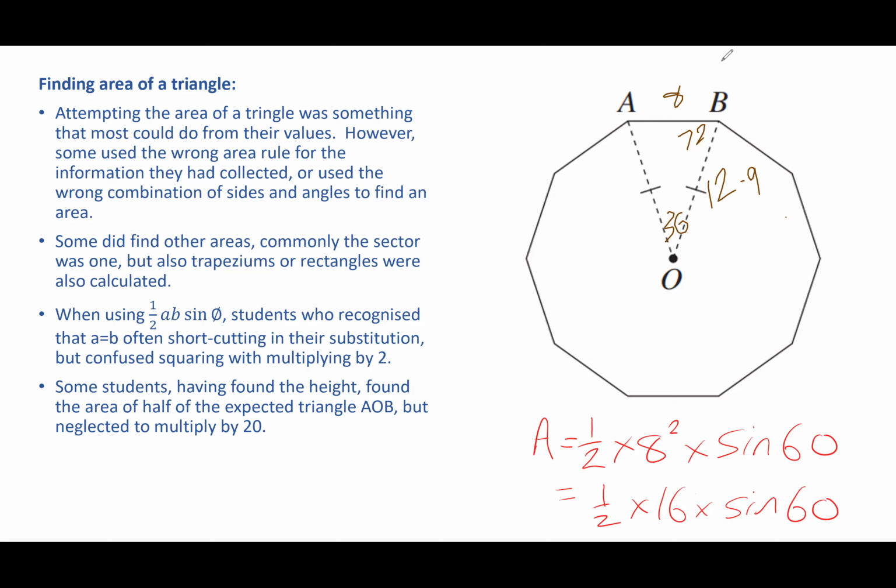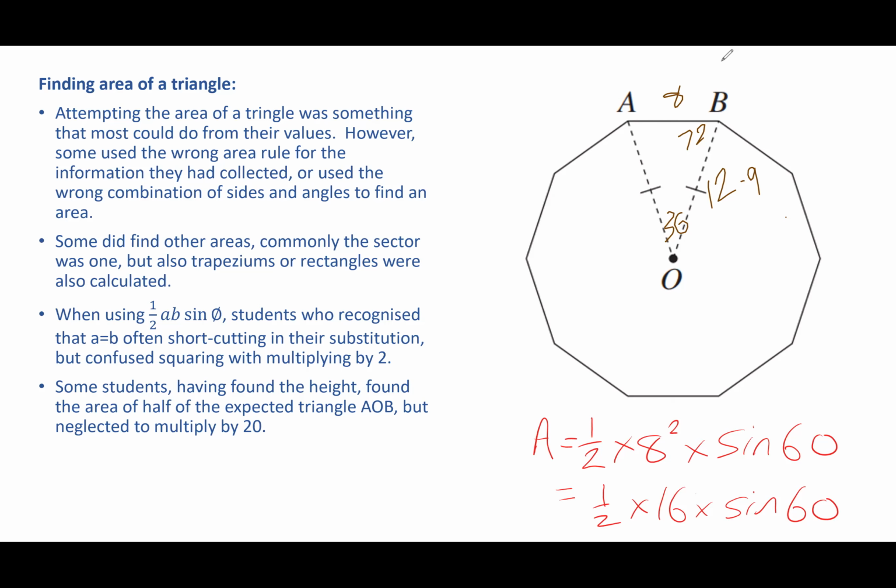Some did try to find other kinds of areas. The sector was the most common. They had the angle, and so they went for pi r squared times the angle they've got. But we also saw them calculate that area as a trapezium or a rectangle. They were a little lower kind of students.